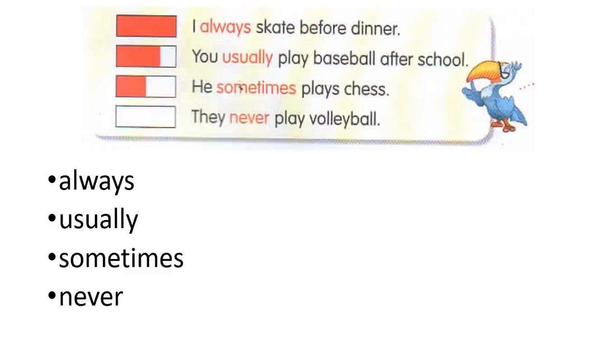Adverb of frequency meaning how many times does the sentence show. For example, number 1, I always skate before dinner. Always, the red color word is always. Always meaning selalu. It's not only selalu, it's hari-hari. Meaning he does this every day. Okay? You see the red color box, meaning it is full, meaning always is constant, it's non-stop.